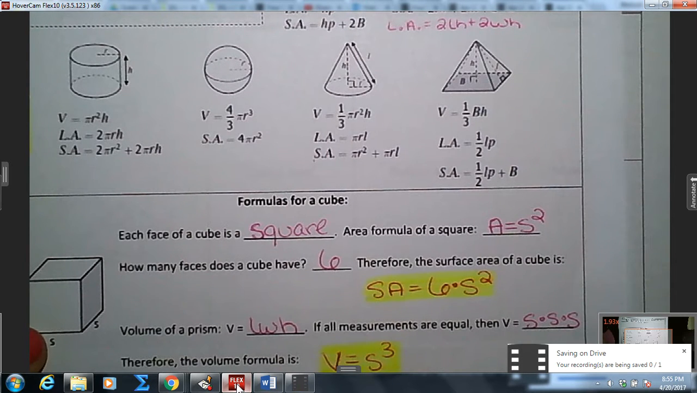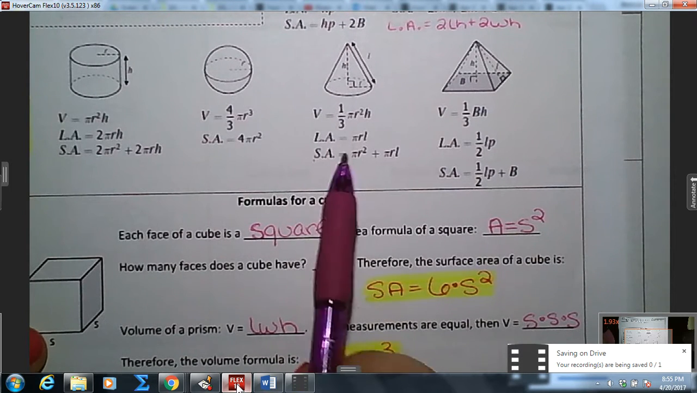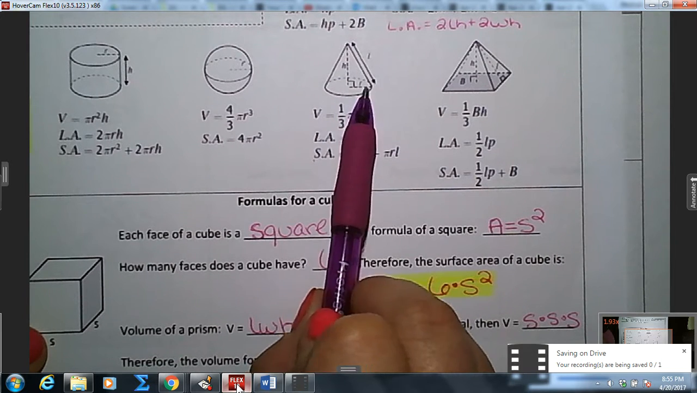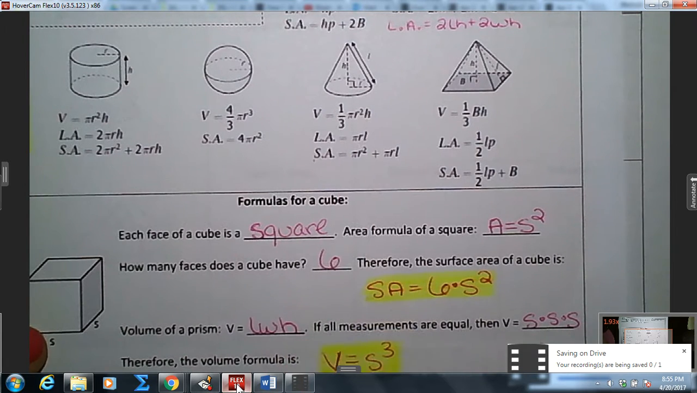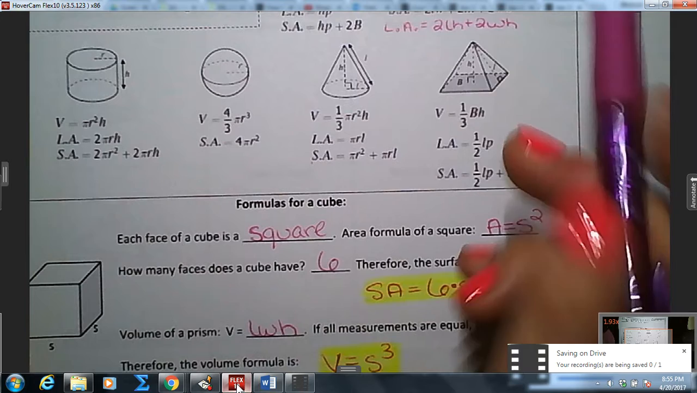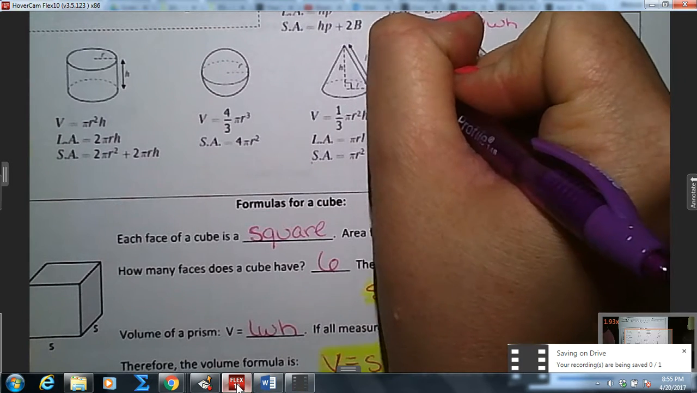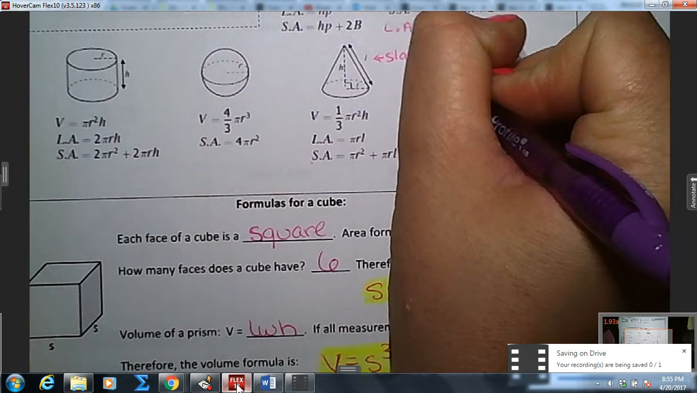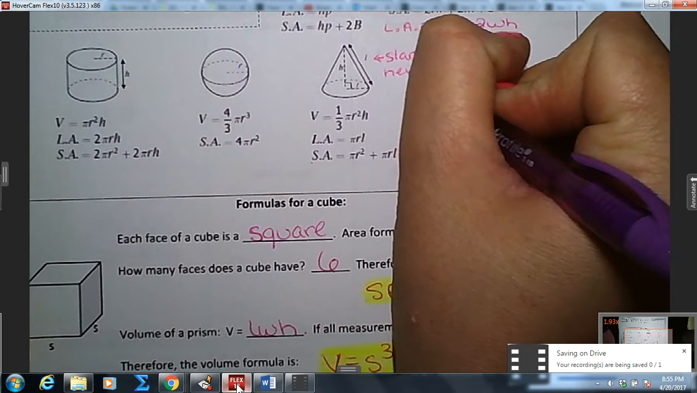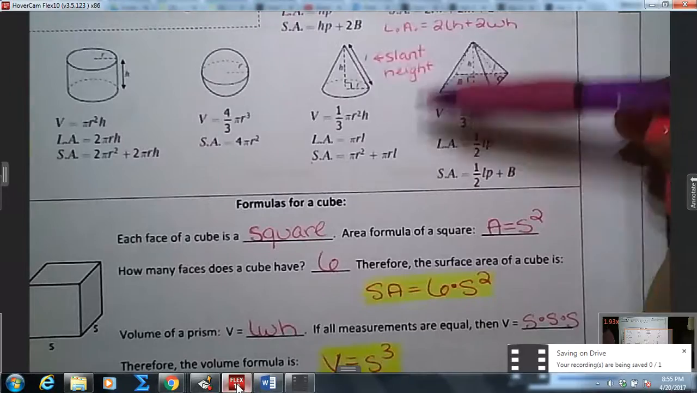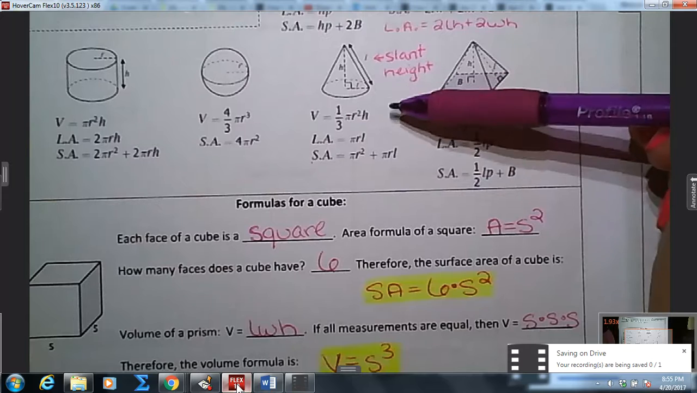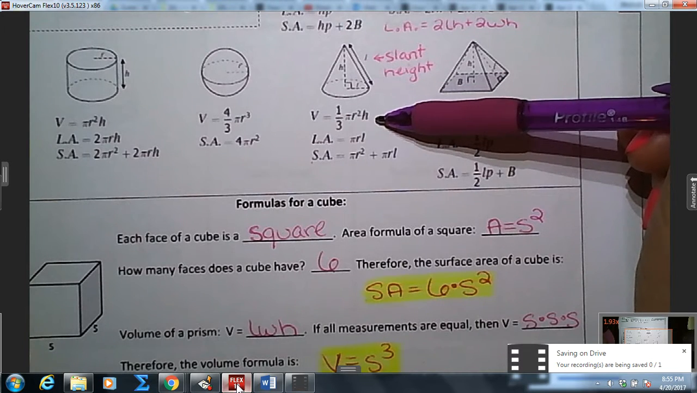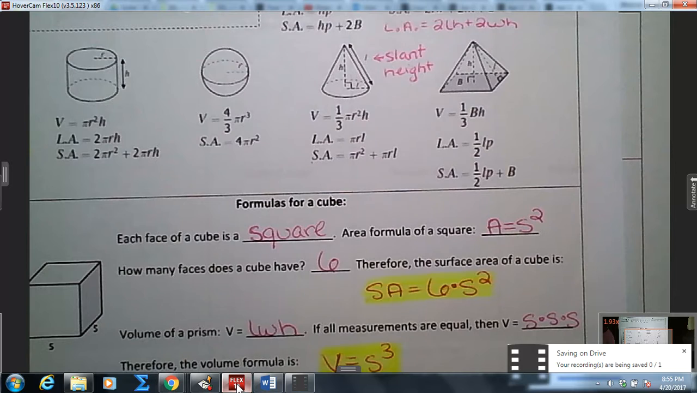In the lateral area and surface area formula, we have pi, we have r, which stands for the radius, and then we have an L. This is not the length as it is in the prism. This L stands for the slanted height of the cone. Slant height. We also have the actual height of the cone represented by the letter H, which shows up in the volume formula. So L represents the slant height, H represents the actual height.